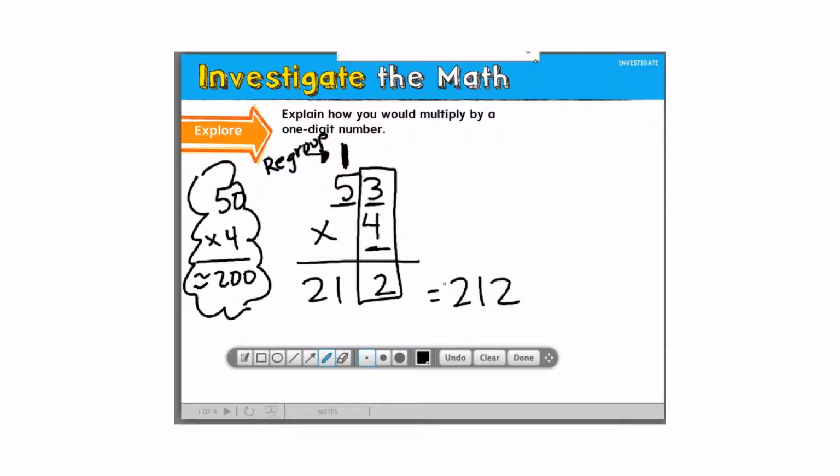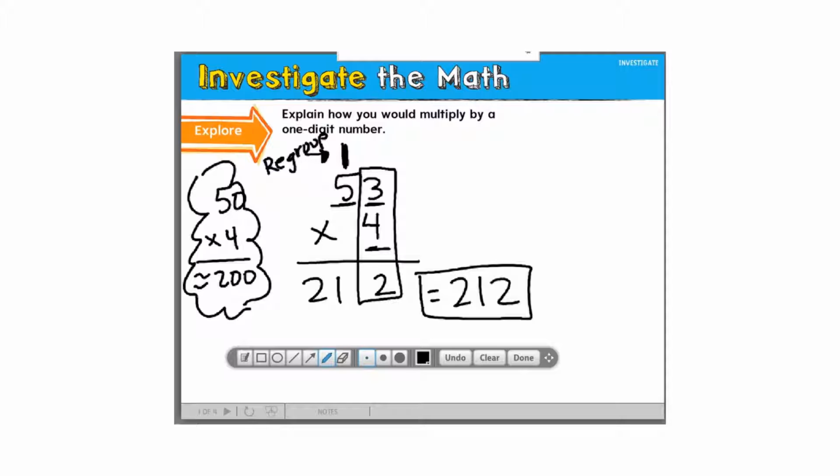And if you look at your estimate, we made an estimate of 200, which is close to 212, and so I know that my answer is probably correct. We're going to do more examples. I'm seeing some confused faces.